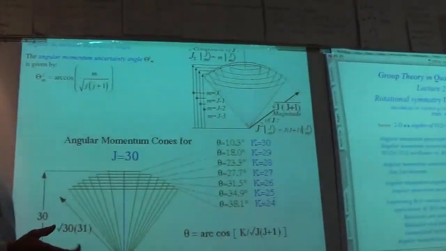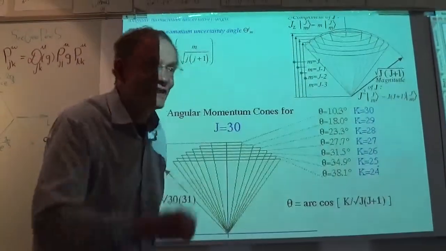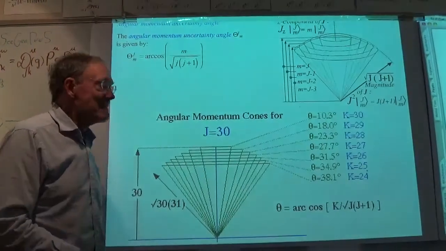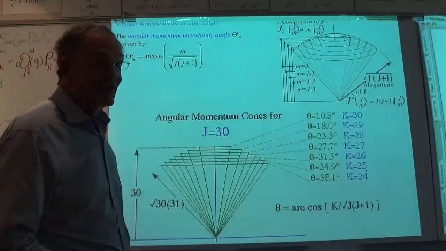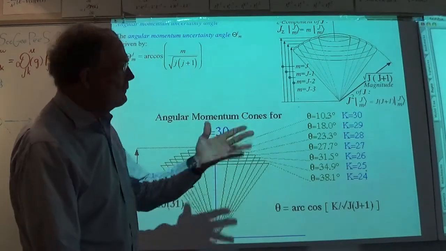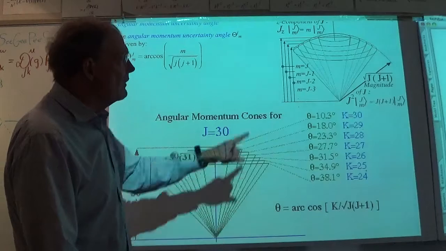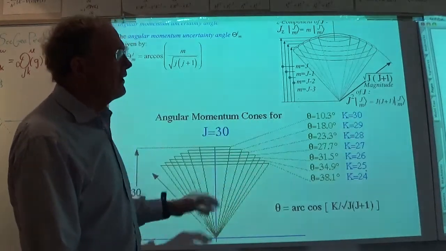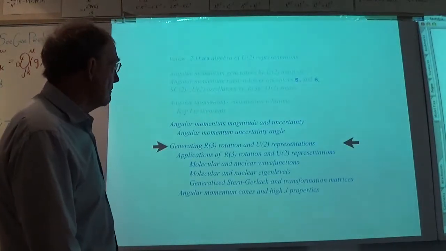In other words, we're going to tell the whole story of angular momentum now, not just the z. And it's beautiful. It's really gorgeous. We'll do it for j equal 20, which is not too different from this, but the angles are all very different. They're just the same idea.